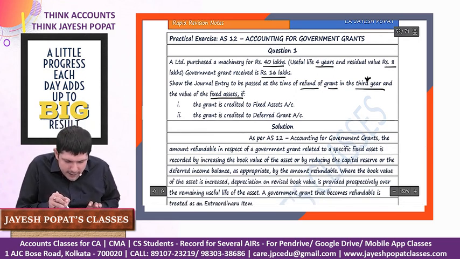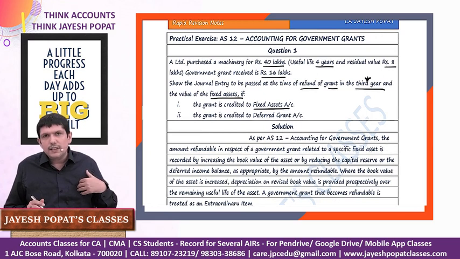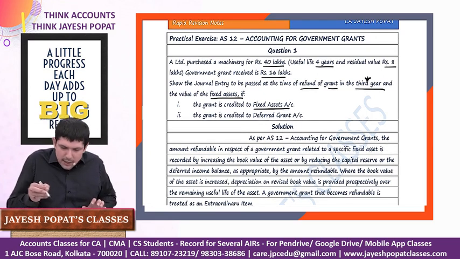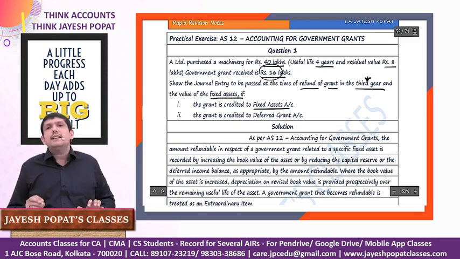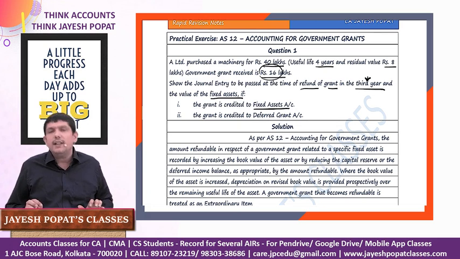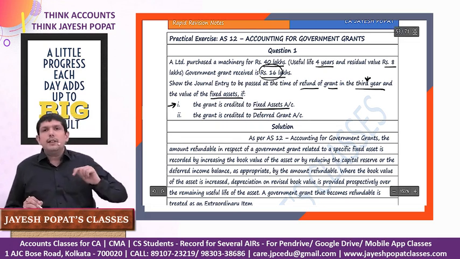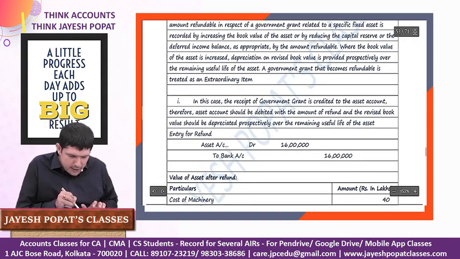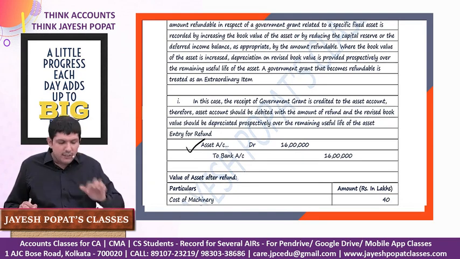If the grant is credited to the fixed asset when it is received, then when it is refunded, you will debit the fixed asset account. So let's say 16 lakh rupees is refunded, right? If the entire grant of 16 lakh rupees is refunded, at the time of refund, under the first method, my entry will be machinery account debit to bank account 16 lakh, because the entire amount has been refunded, right?